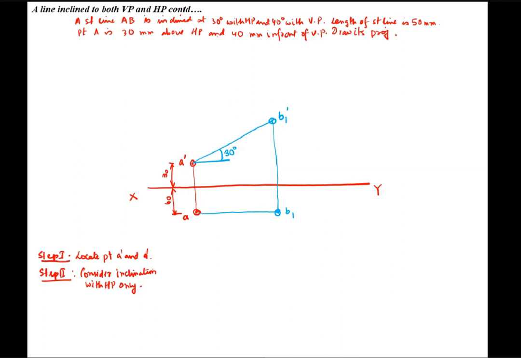Now I am going to draw the locus line. Keeping B fixed with respect to HP, if I start giving inclination, then what will happen to this B1 dash? It will move back like this. Yes, sir.